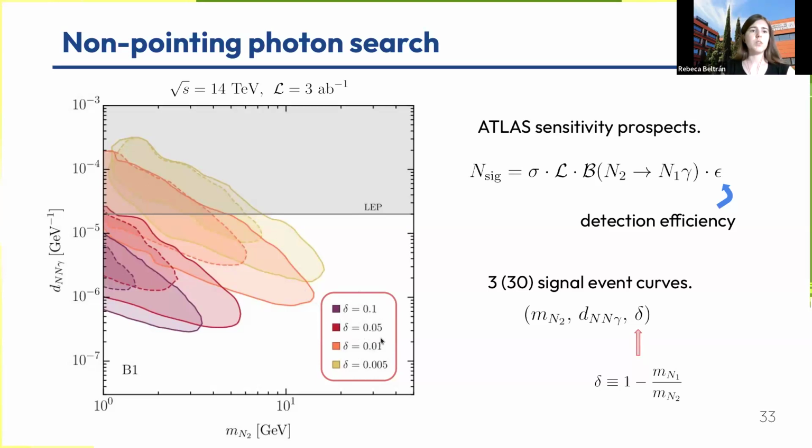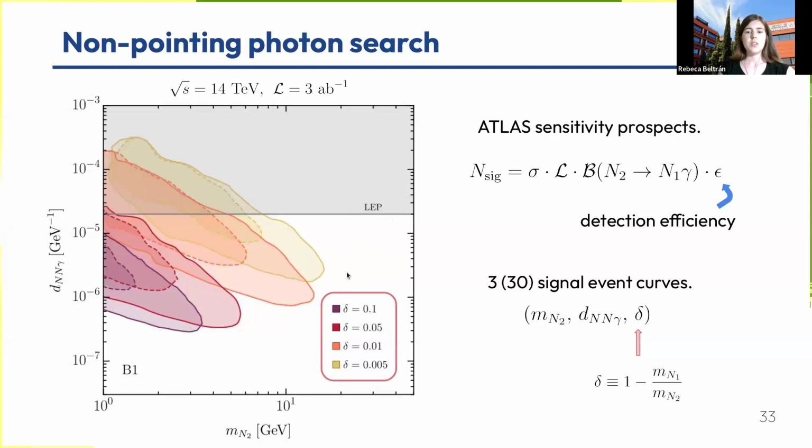And we see how this kind of search can be sensitive to these SRL neutrinos in the mass range from 1 GeV to 10, 15 GeV. The sensitivity in the dipole coupling can also be improved by more than 1 order of magnitude with respect to the current constraint from LEP.